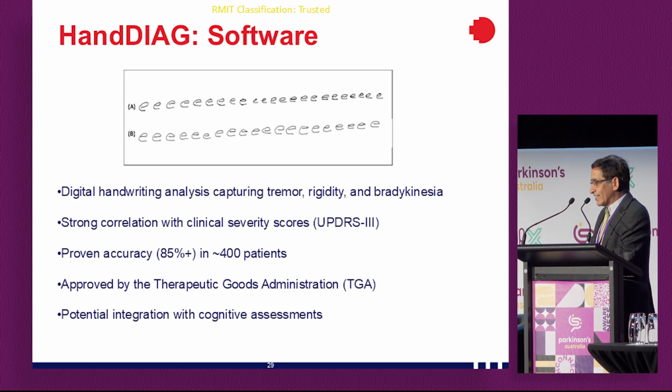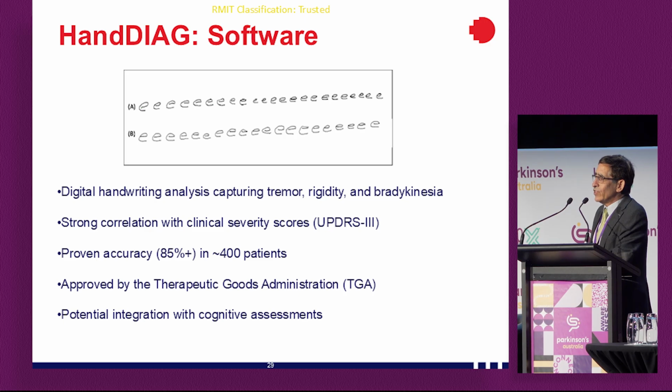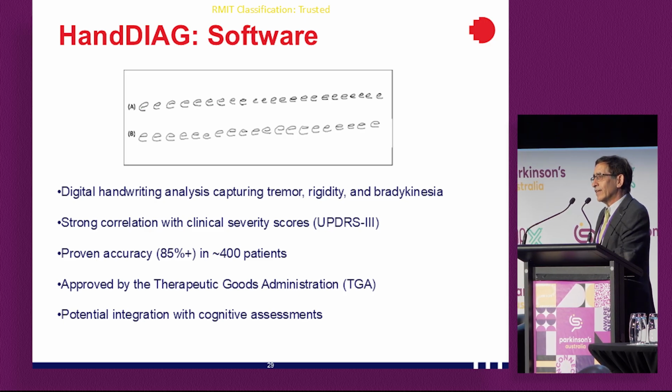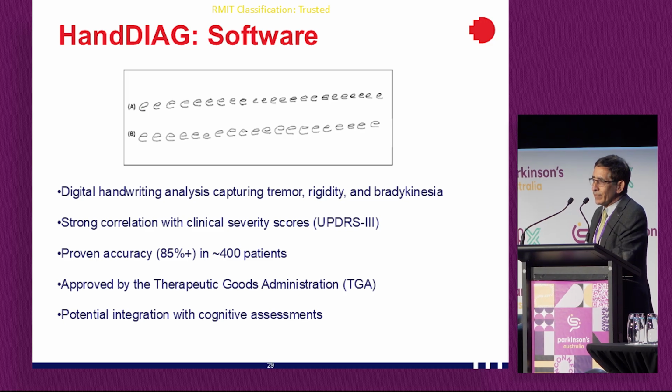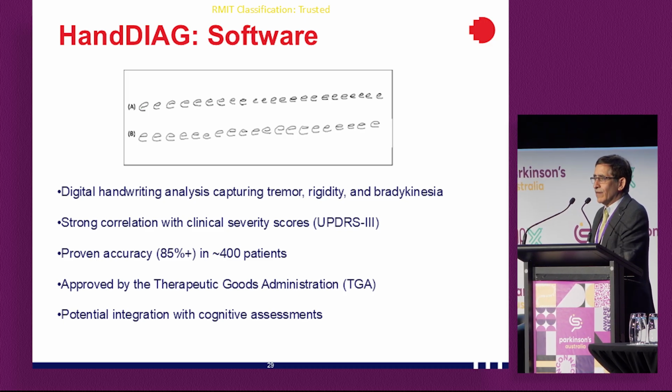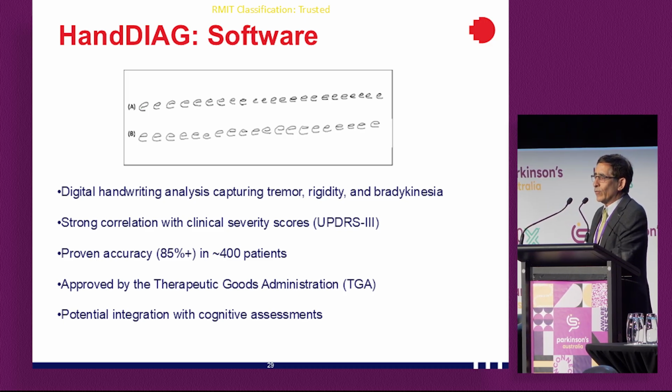It is currently, as I mentioned earlier, approved by the TGA, and we are also looking at whether we can use this for cognitive impairment detection. In other words, can we score it against the MoCA? While that has not been the focus of our work, it was serendipitous, and we are currently looking at that.